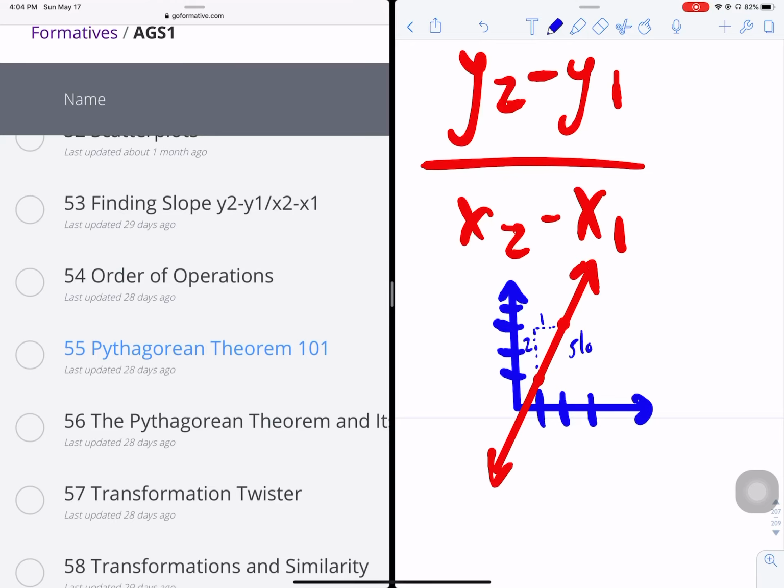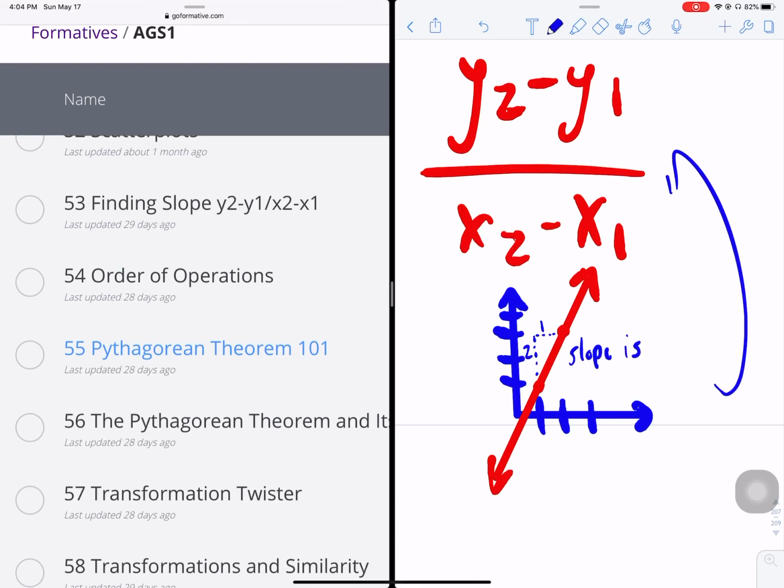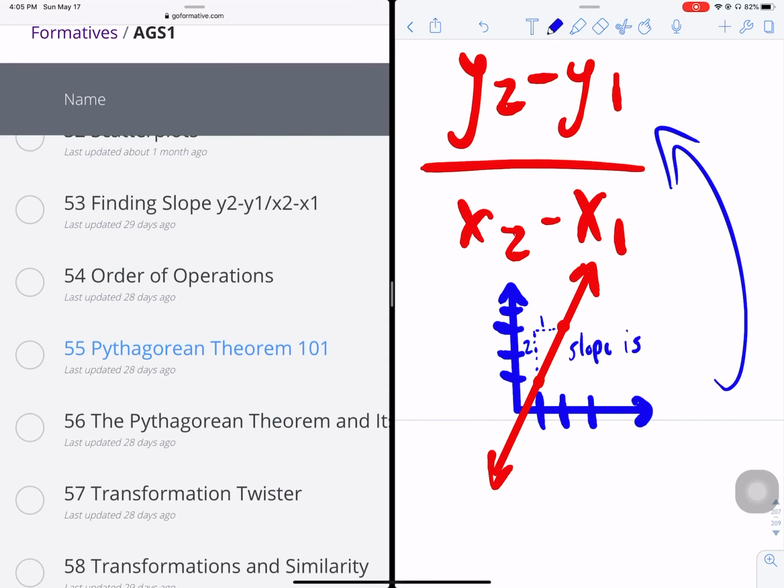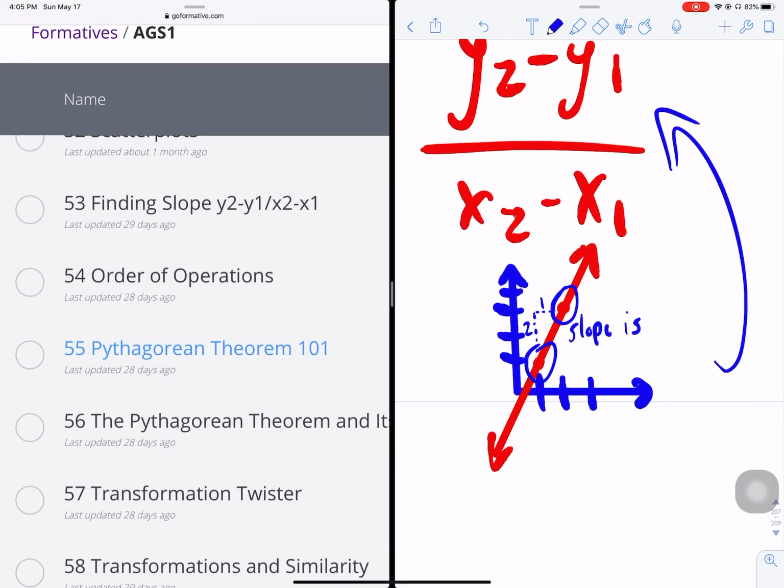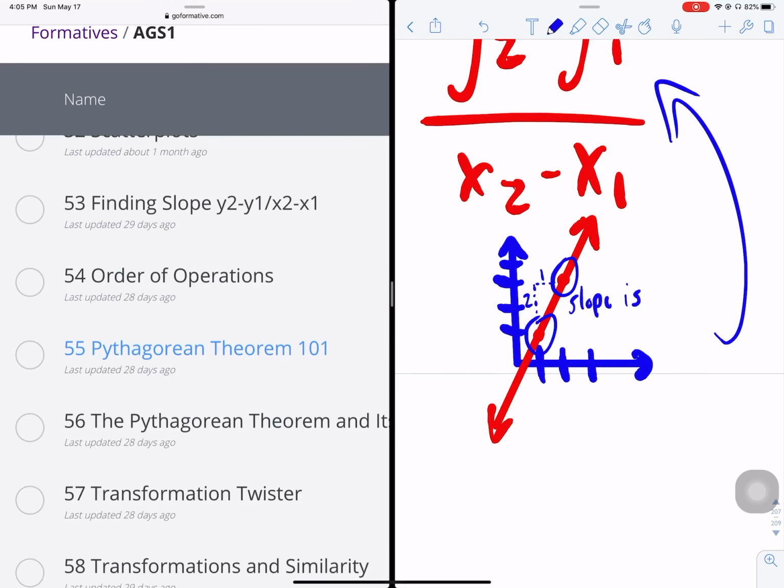The slope is 2. But the point of this equation is if I can't count up and over, or it's too much for me to count up and over, or maybe I want to use the equation instead, you can simply take the 2 coordinates of these 2 dots, these points on the line, and you can plug them into this equation.